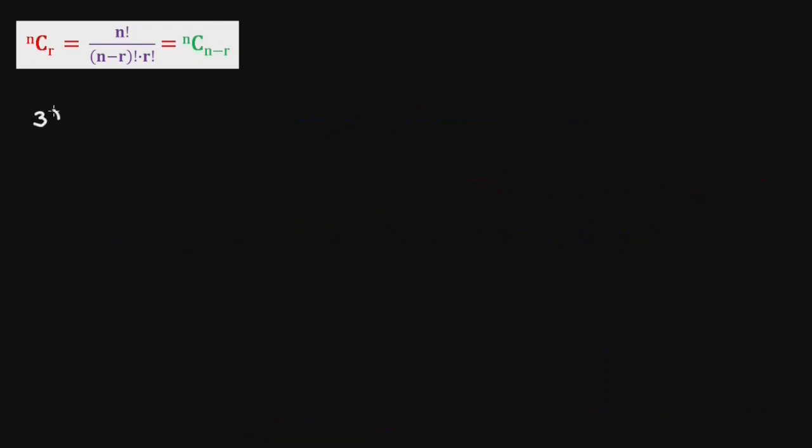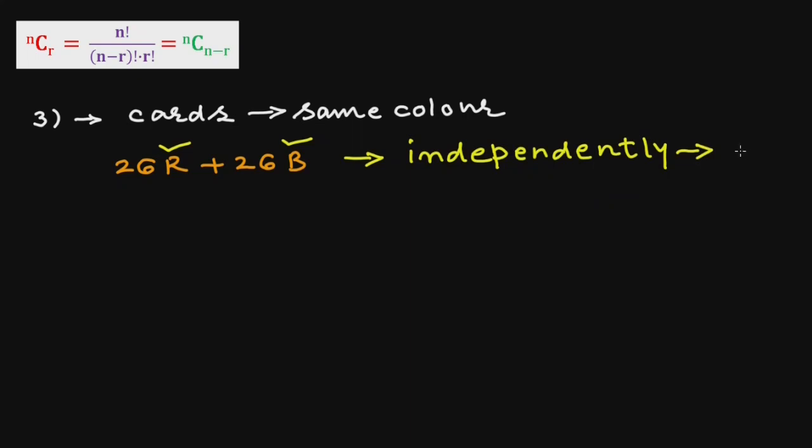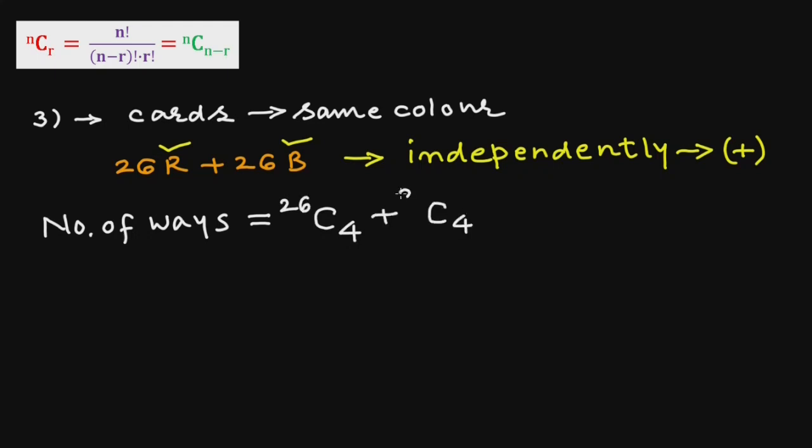In the same problem, what if the cards are of the same color? We know that there are 26 red cards and 26 black cards. So, selection of 4 cards from 26 red cards and selection of 4 cards from 26 black cards is happening independently. Therefore, here we have to use the plus sign. So, the number of ways of selecting 4 cards of the same color will be 4 cards from 26 red cards plus 4 cards from 26 black cards.